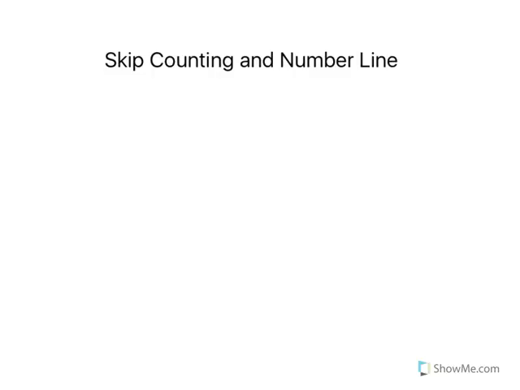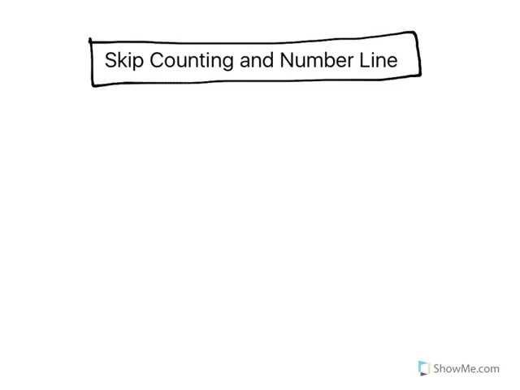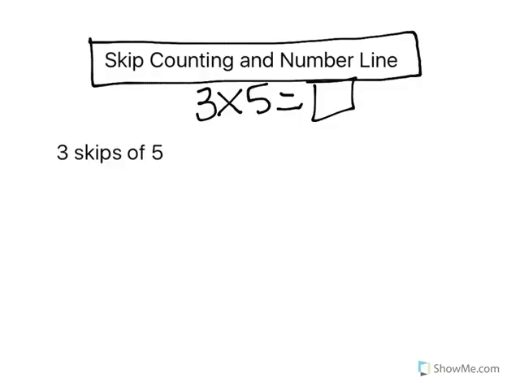So now we're working on the bottom section of our paper. Now along with representing our multiplication fact as equal groups and repeated addition, we can also skip count and use a number line to show our multiplication fact. So here our title is going to be skip counting and number line. I'm still going to work with the same fact. 3 times 5 equals something. Like we just saw, this means 3 groups of 5. But if we're skip counting, this would represent 3 skips of 5. So now I'm going to use skip counting to represent 3 skips of 5.